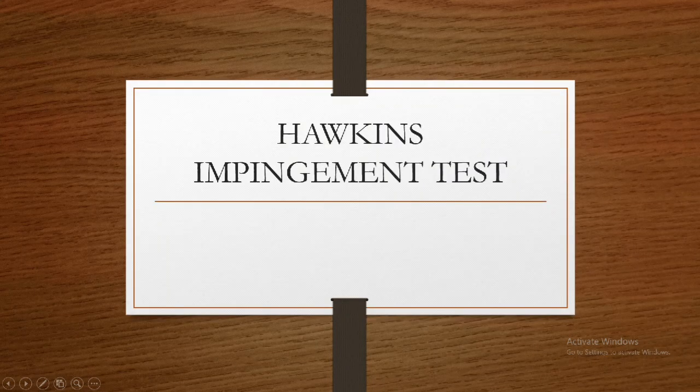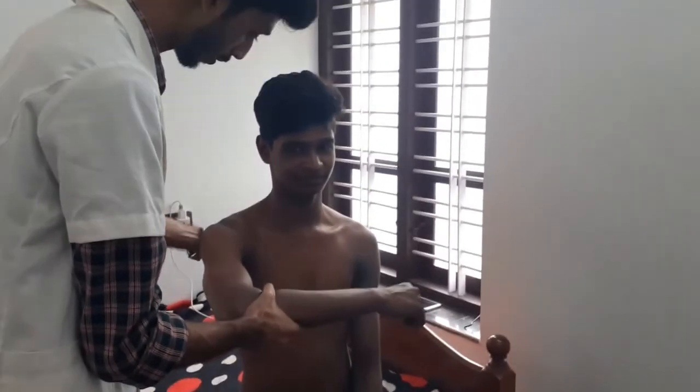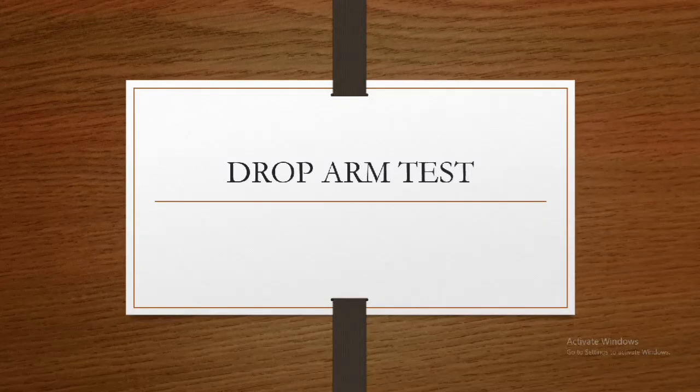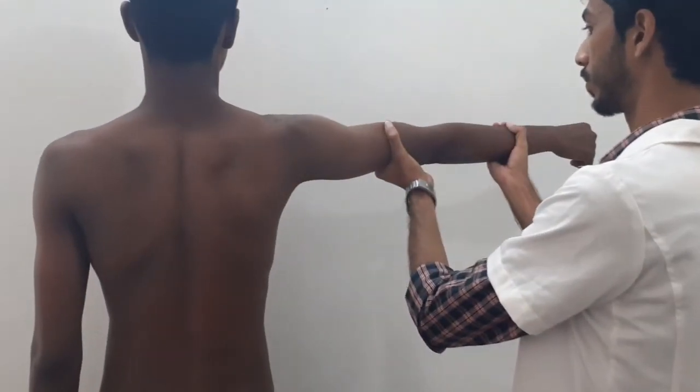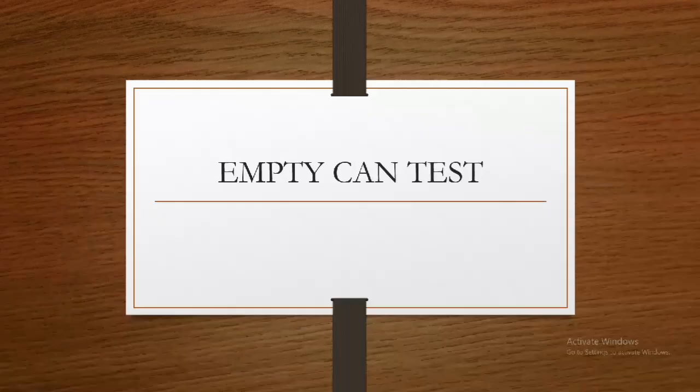Hawkins impingement test. Flex the elbow to 90 degrees, then fixate the scapula with one hand and hold the patient's elbow with the other hand and add passive internal rotation to the glenohumeral joint. Drop arm test. Bring the patient's affected arm into 90 degrees of abduction and external rotation passively. Then tell your patient to hold this position and release your supporting hand.